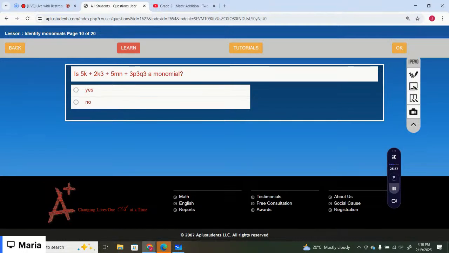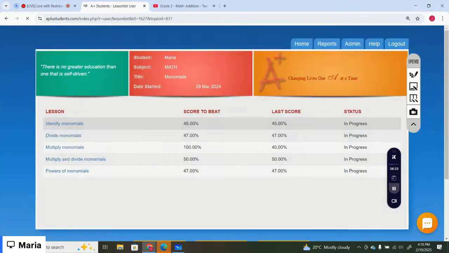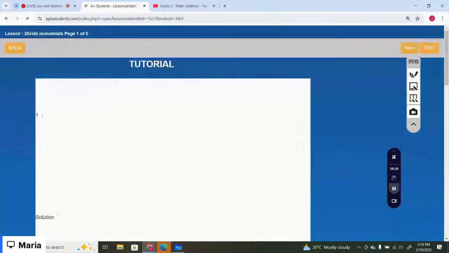Is 5k plus 2kq plus 5mn plus 3q p squared q cubed a monomial? No, that is not a monomial. Okay, you can complete the lesson by yourself later today. Let's just move on to the next lesson, that is divide monomials.